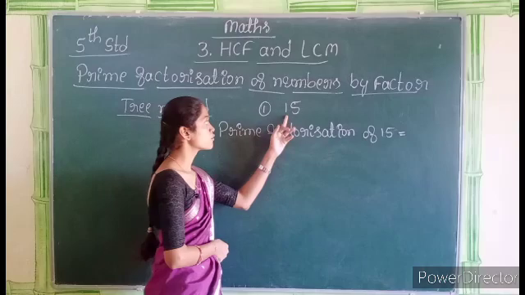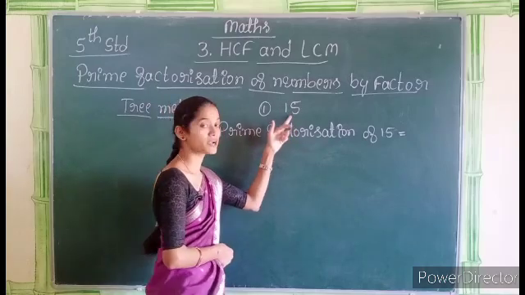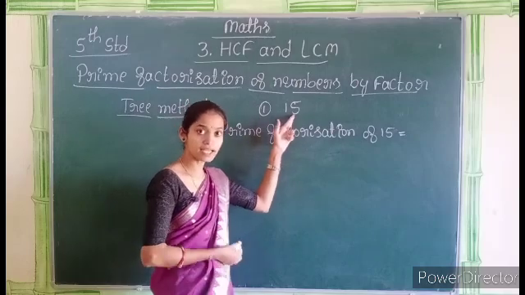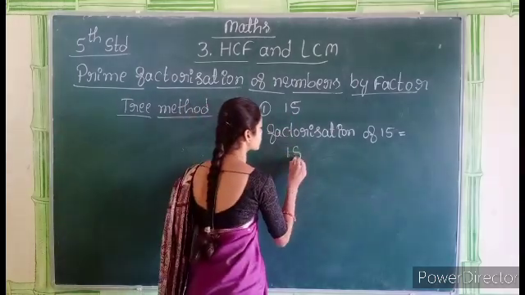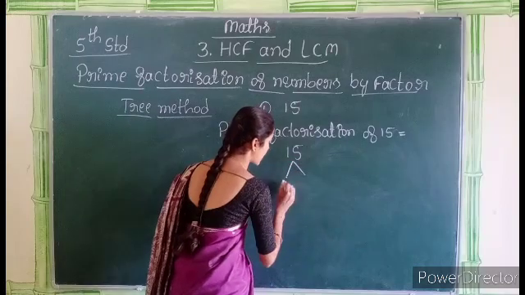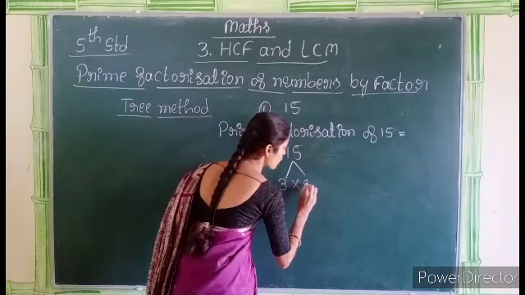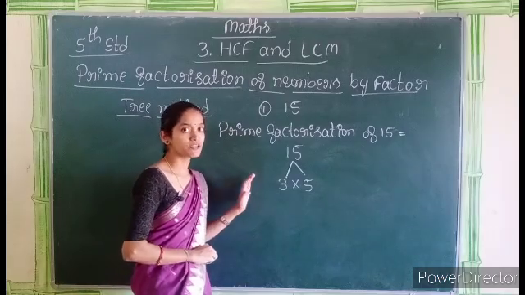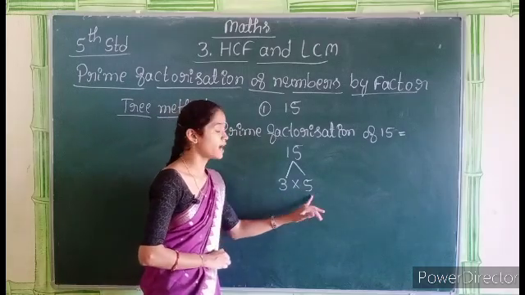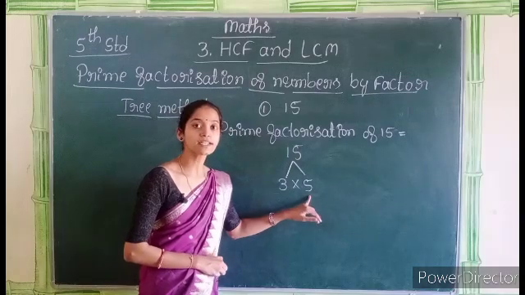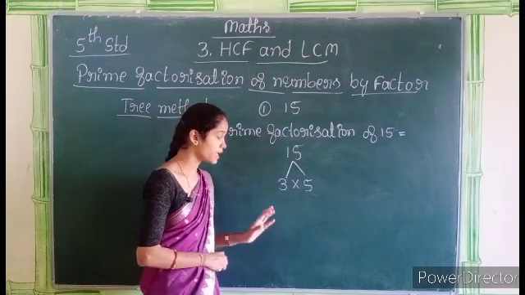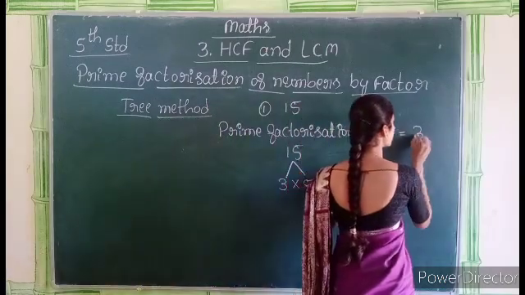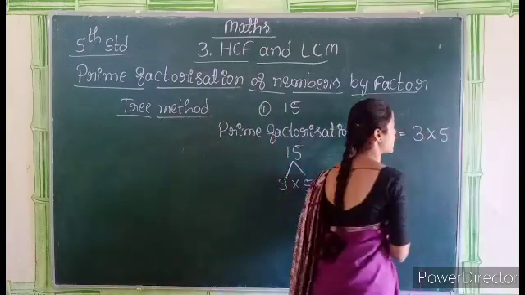Okay. Then prime factorization of a number by factor tree method. Here I consider 15. Okay. Now we have to find out the prime factors of 15 by factor tree method. Okay. 15 can be expressed as 3 into 5. 3 and 5 are prime numbers. We cannot split 3 and 5 as a product of prime factors. Okay. So, prime factorization of 15 is 3 into 5.